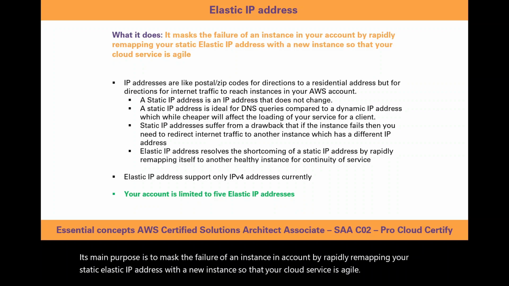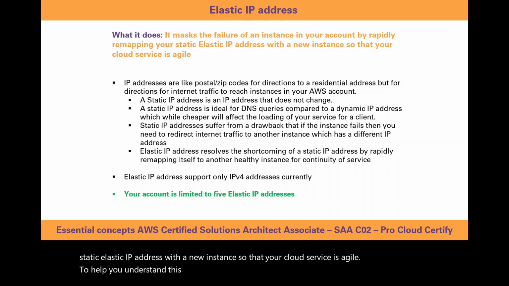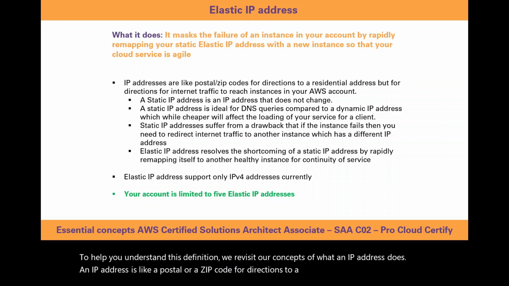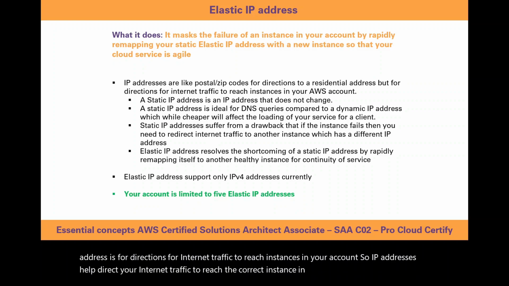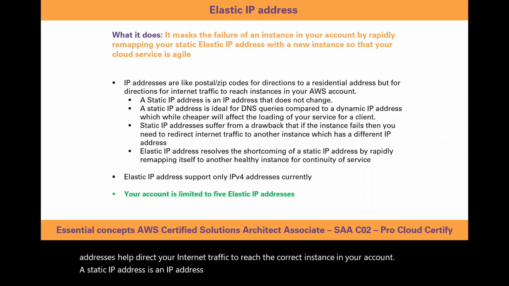To help you understand this definition, we revisit our concepts of what an IP address does. An IP address is like a postal or zip code for directions to a residential address. However, that address is for directions for internet traffic to reach instances in your AWS account. So IP addresses help direct your internet traffic to reach the correct instance in your AWS account. A static IP address is an IP address that, simply put, does not change. The opposite of this is a dynamic IP address.